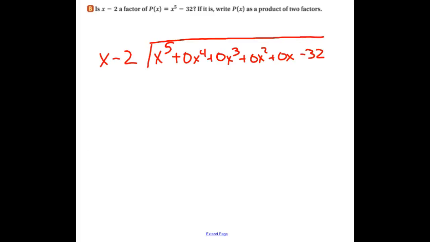This is what your setup should have been. X to the fifth plus 0x to the fourth plus 0x to the third plus 0x squared plus 0x minus 32 divisible by x minus 2. Because you need to account for every single power between x to the fifth and negative 32. All right, pause the video now and try the long division on your own.